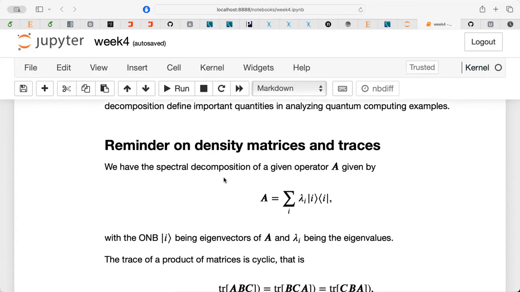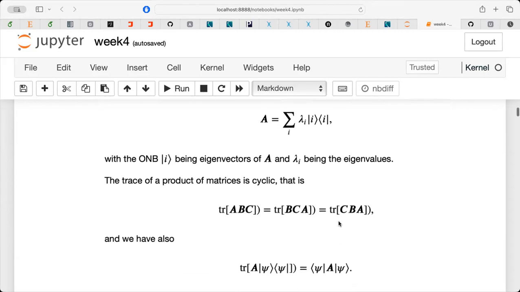So a given operator has a spectral decomposition, and this is the way we decompose the density matrix for a specific state. We're assuming that there is an orthogonal and normalized basis, the states i, which are eigenvectors of this operator A, and this operator has eigenvalues lambda_i. And this is the spectral decomposition which we derived in the second week.